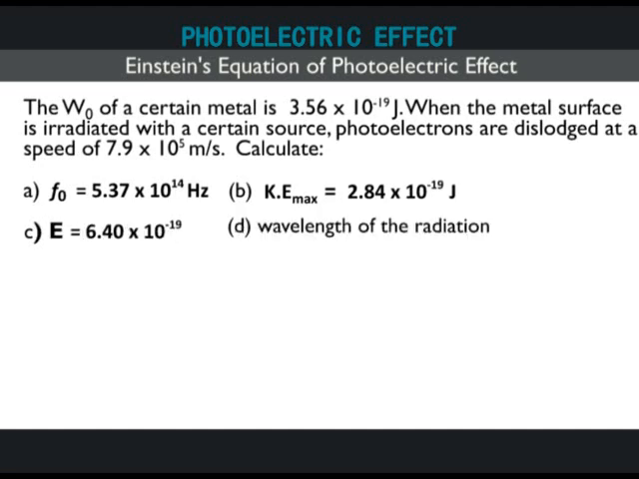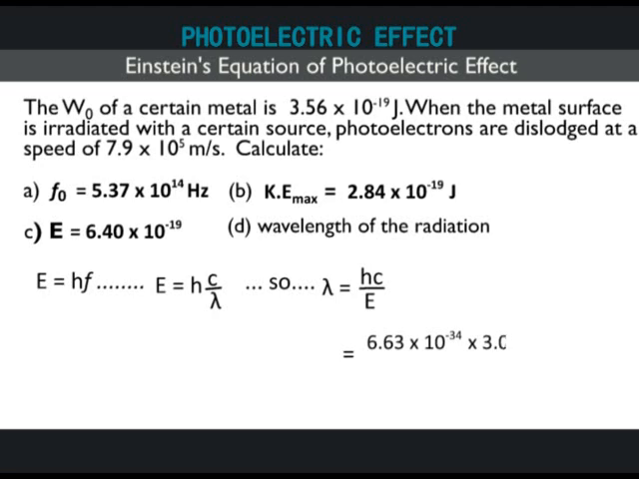Finally, the wavelength. We know that energy is equal to hf, or energy is equal to hc over lambda. This means that lambda is equal to hc over E. So 6.63 times 10 to power negative 34 times 3.0 times 10 to power 8 divided by 6.40 times 10 to power negative 19. That gives us 3.11 times 10 to power negative 7 meters.